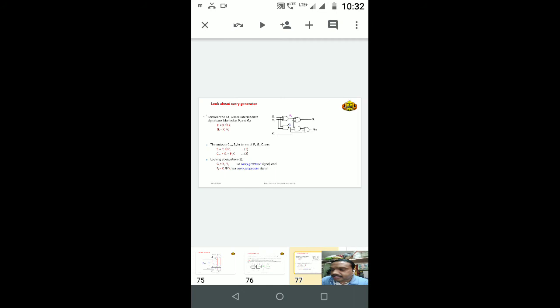Okay, next we will see what is the output of carry, which is indicated as Ci plus 1. So what is the output of Ci plus 1 in the form of Gi, Pi and Ci? Finally you see the final gates: there is one OR gate, then AND gate. So what is the output of this OR gate?